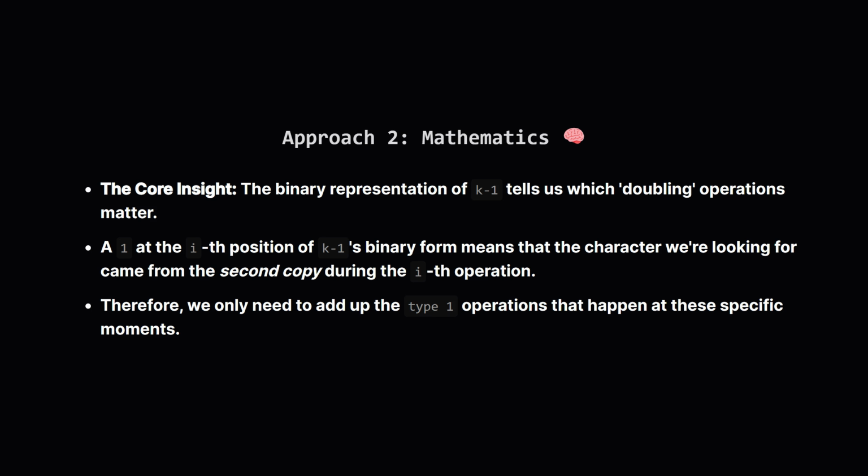If the i-th bit in the binary form of K-1 is a 1, it means that at the i-th doubling step, our character was in the newly added second half. And these are the only steps that matter for type 1 shift operations. We only accumulate a shift if we cross the boundary into the new copy.